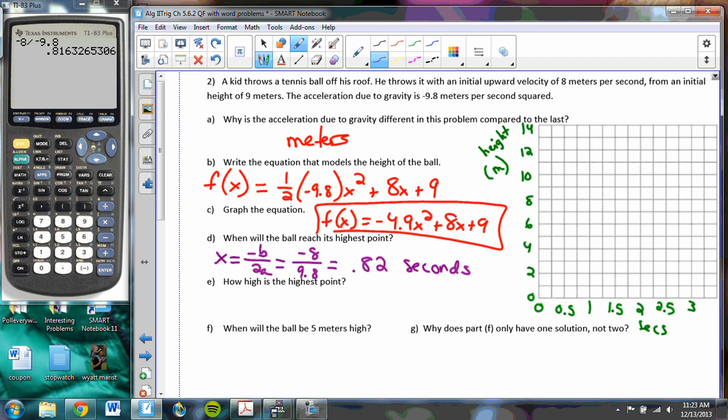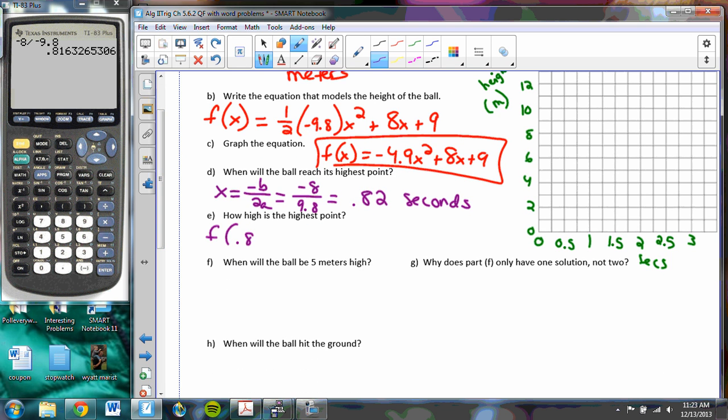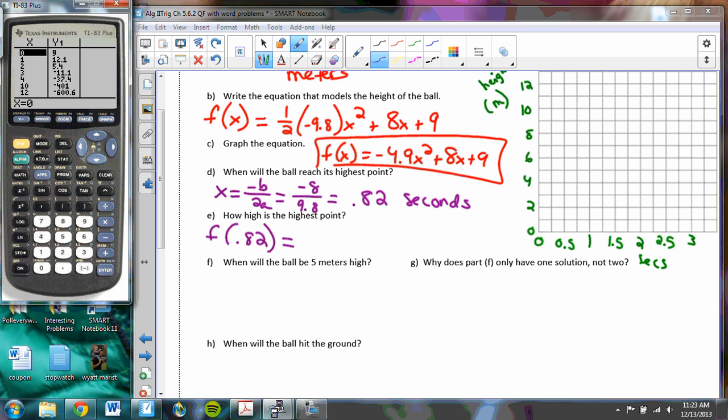How high is that highest point? How do I find that? Yeah, I'm going to plug 0.82 in for x. And again, I love my graphing calculator. Stop doing that though. 12.27 feet.